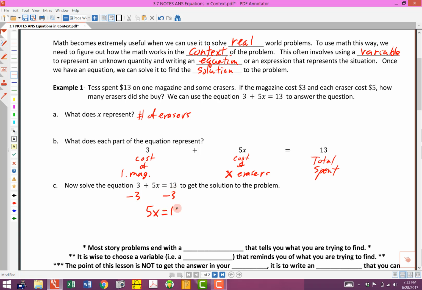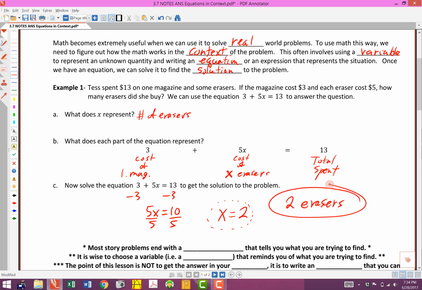That leaves us with 5x equals 10. Then we're going to divide by 5 on both sides, so we get x equals 2. Now, this is the number answer that we get from the equation, but the question wasn't about a number. It said, how many erasers did she buy? So we would say 2 erasers. So we kind of put that in the context of the problem.